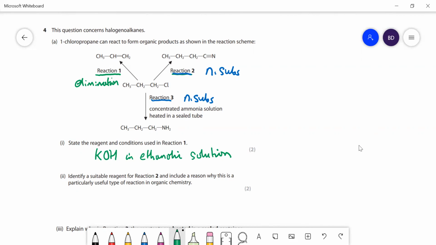Identify a suitable reagent for reaction 2. We've got to swap for cyanide, so we would want the cyanide ion, CN minus, which is usually provided as potassium cyanide. Why is this a particularly useful type of reaction? Because you create a new carbon-carbon bond, or you could say you've lengthened the carbon chain by 1. It's essentially saying the same thing.